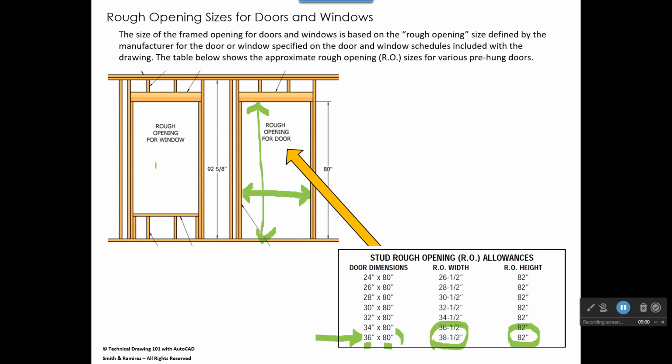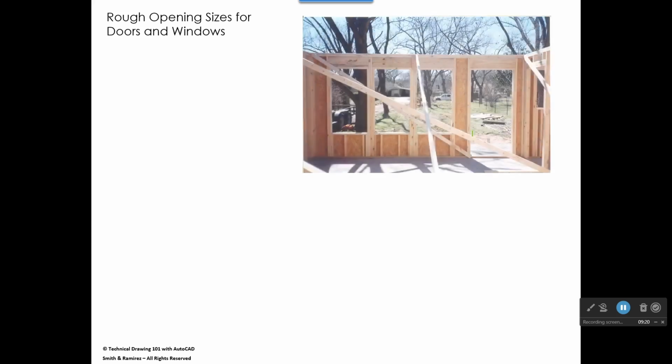The same is true with windows. We're going to frame that window wider than the actual size of the window just to ensure that the window will fit. Then we can come in and shim around the edges of the window to make sure we get a tight fit, or whatever it takes. That's what we mean when we talk about a rough opening for a door or a window.